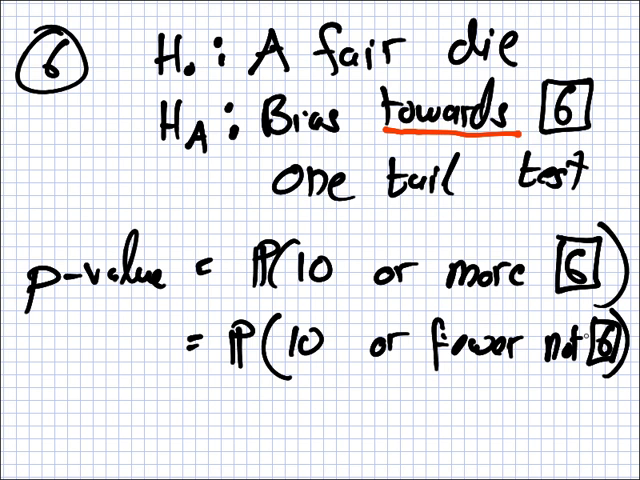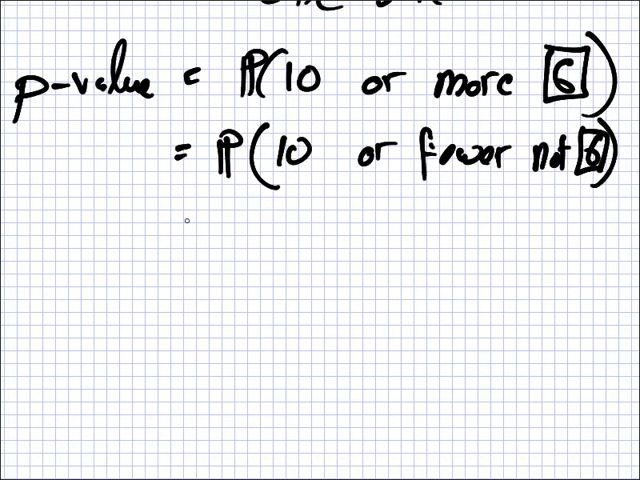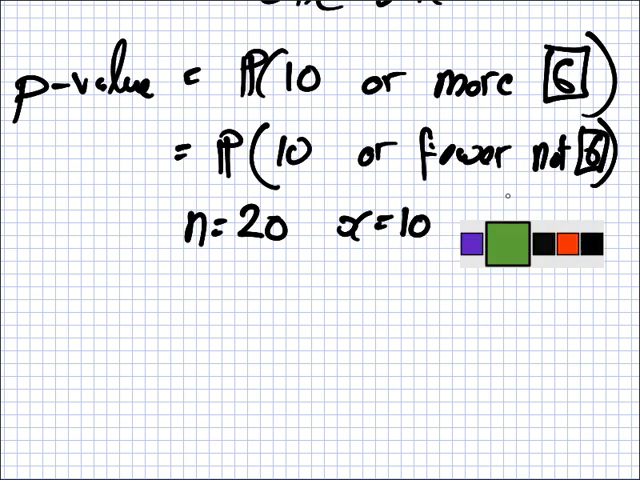Okay. Now, let's see. Can we use the tables? N equals 20. X equals 10. And P equals, now just be careful. Be careful, it's 10 or fewer not 6s. Yeah, which is 5 over 6.